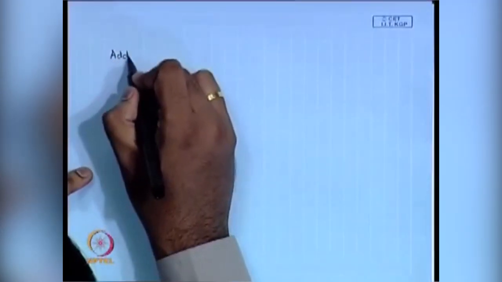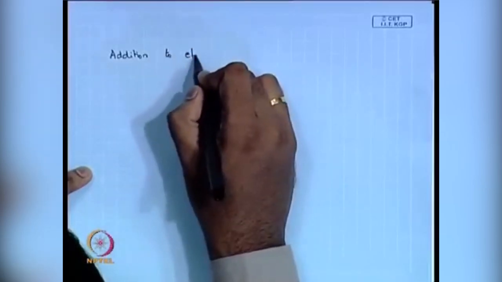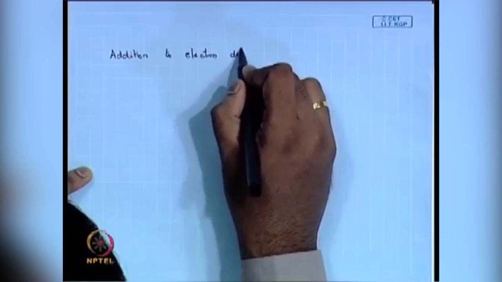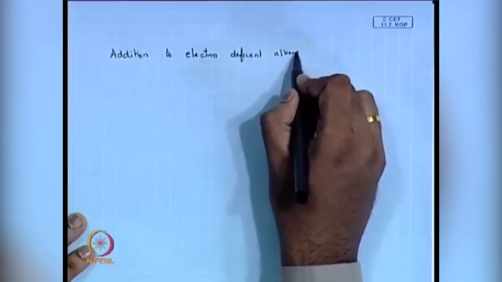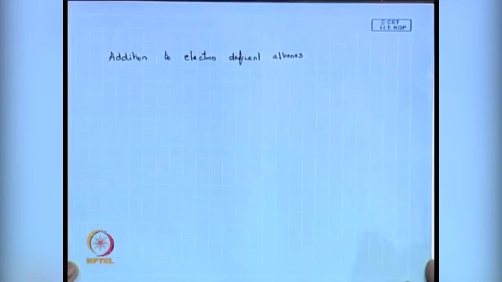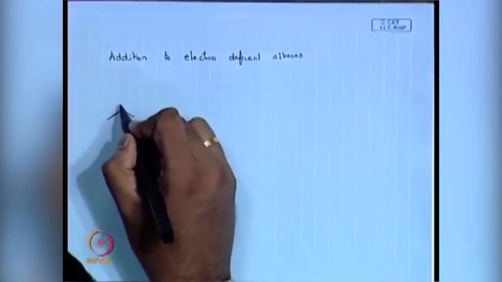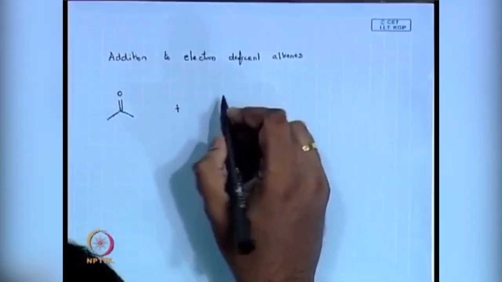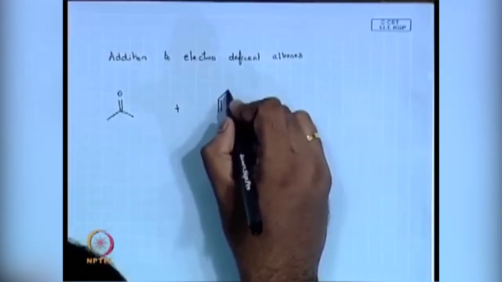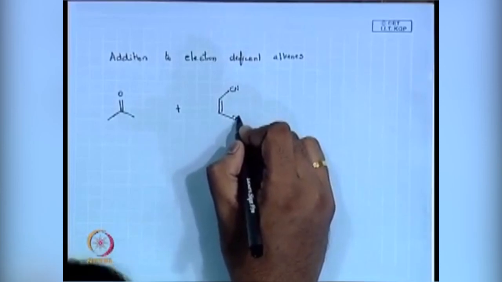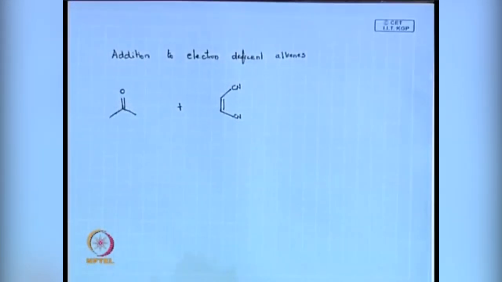Same way, if I take addition to electron deficient alkene or electron poor alkene, whatever you call it, alkenes, sorry, then what happens? So, I take a ketone. Say I am going to use cyano, a very good electron withdrawing substituent, right. Previous case it was methoxy, which is electron donor, and this time I am using an electron withdrawing substituent, so that the alkene becomes electron deficient, right.